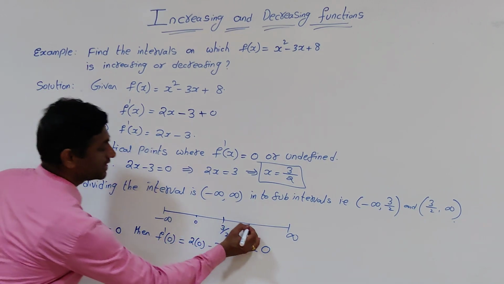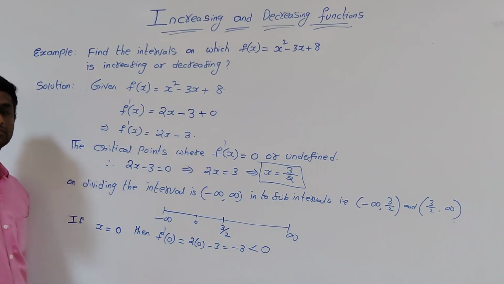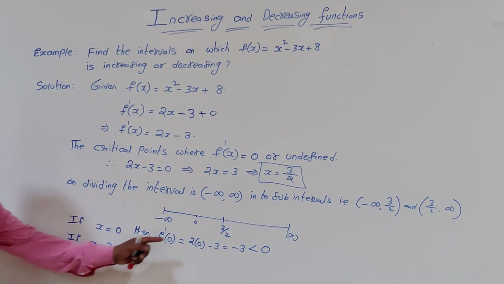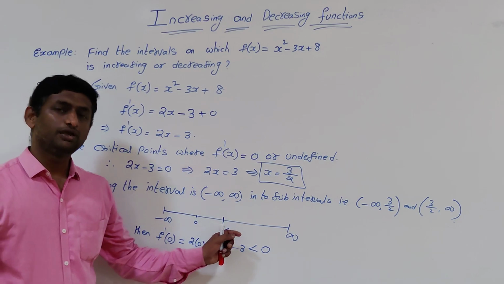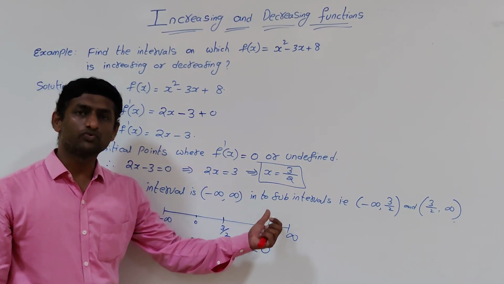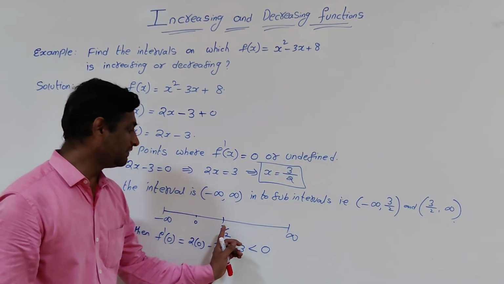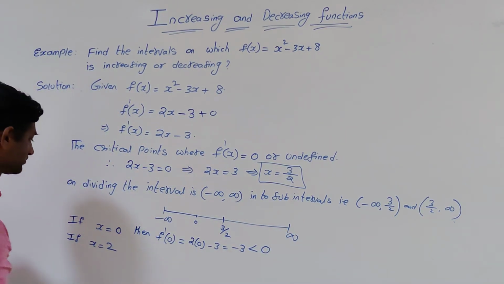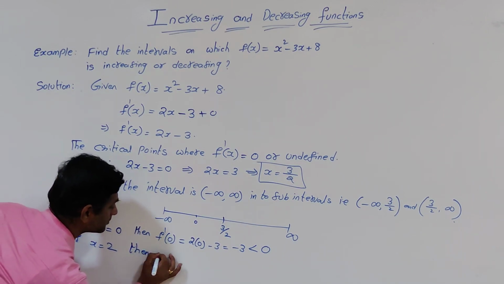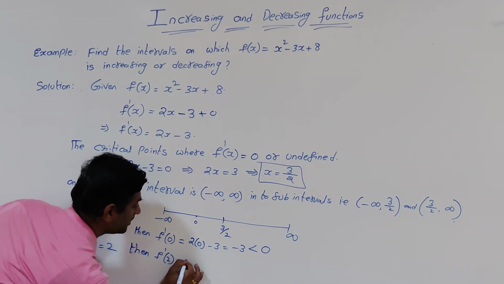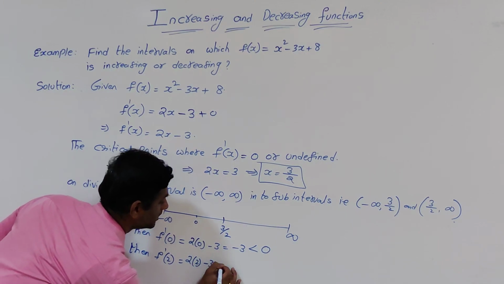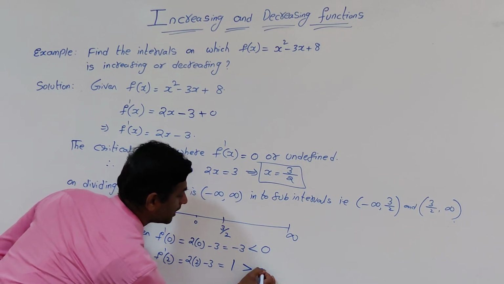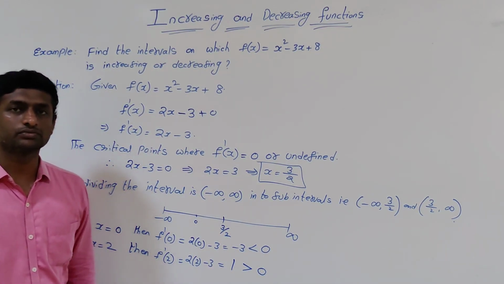Next, choose any point after 3 by 2. If x is equal to 2, because 3 by 2 is 1.5. If I choose 2 or 3 or 4 or 1000, any number in between 3 by 2 to infinity, we'll check what type of sign we'll get. Then f dash of 2 will be 2 into 2 minus 3, which is 4 minus 3, that is 1, which is a positive sign, greater than 0.